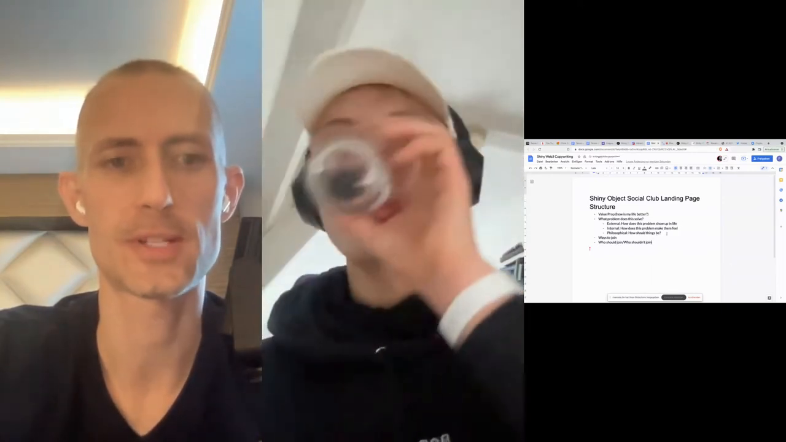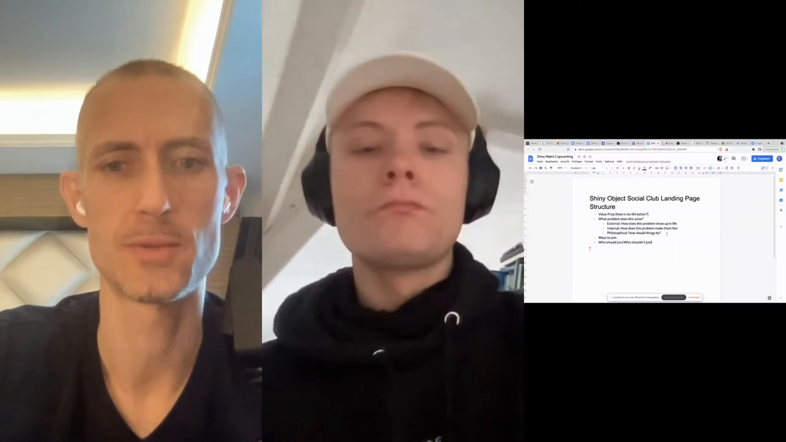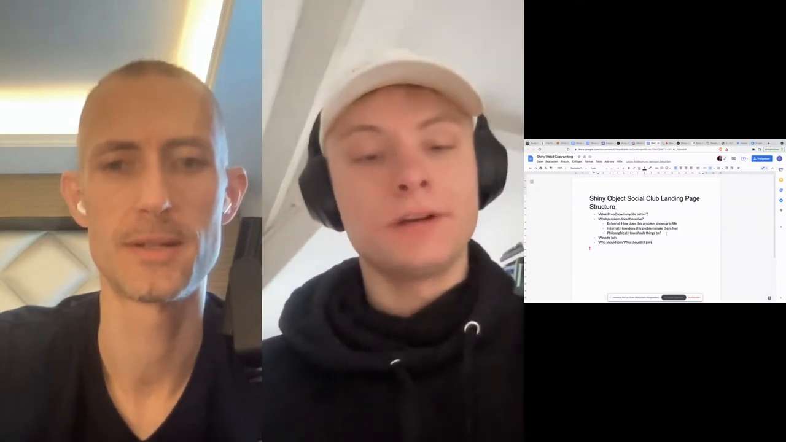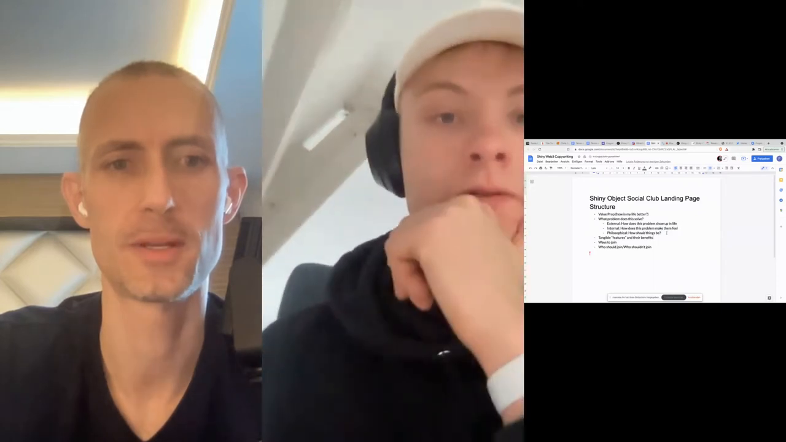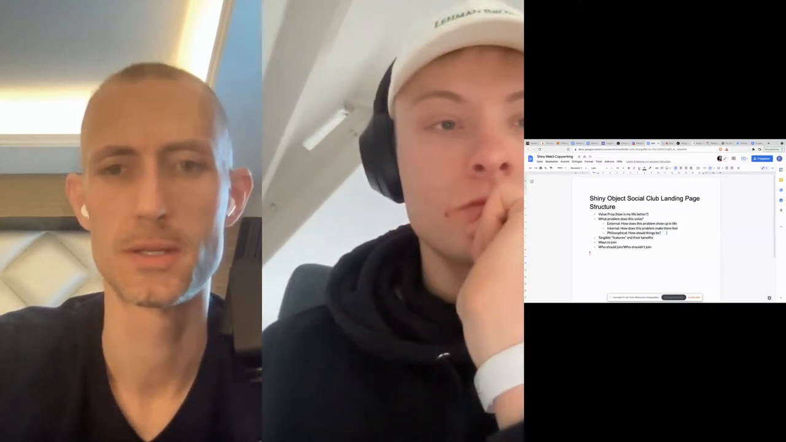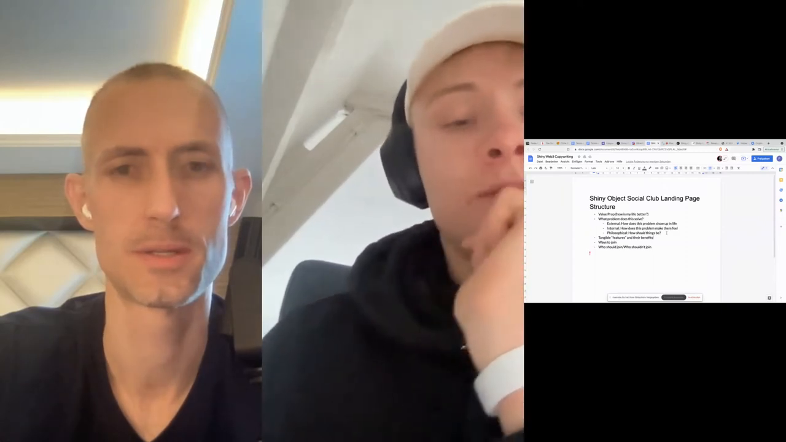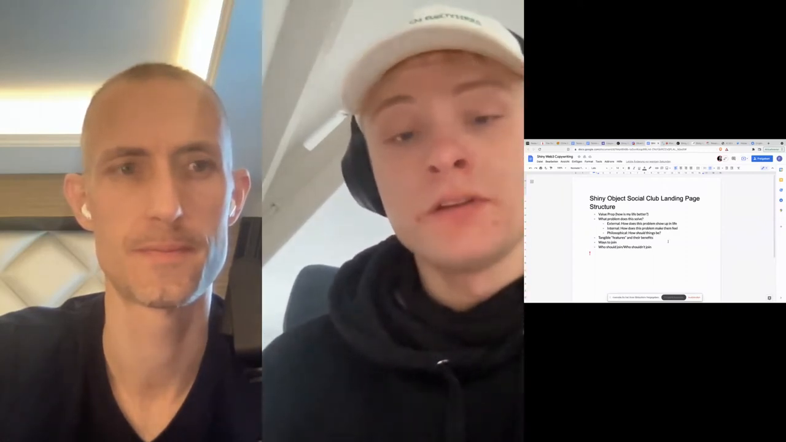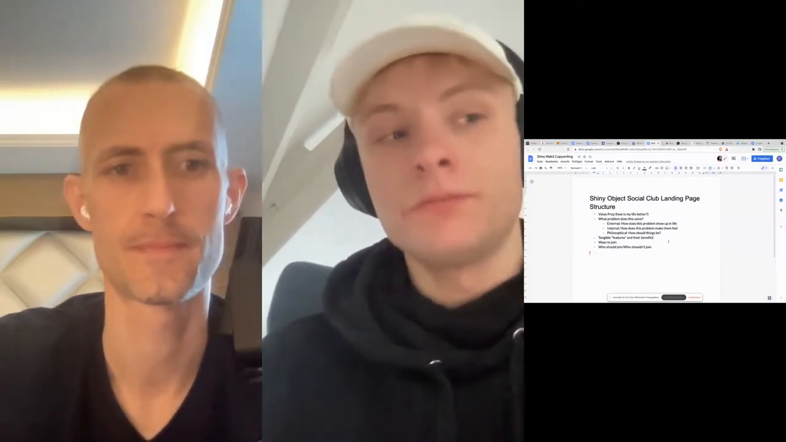I think for the structure, we can look at the blocks and just see which ones we want to take. Oh, I have some ideas how we can actually do this. I think having the features after the problems is like, we solve these problems and here's how we solve them, right? So give people proof after promising them something. I think that's a way to go.